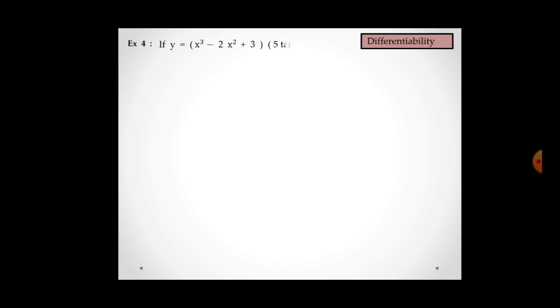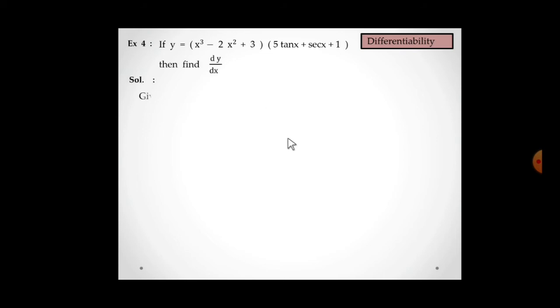If y is equal to x cube minus 2x square plus 3 into 5 tan x plus 5 secant x plus 1. Now while reading only, you will get the idea whether the given example is product form or addition form. It is a product of two functions, and within them we have addition and subtraction. If y is equal to this function, then find dy by dx.